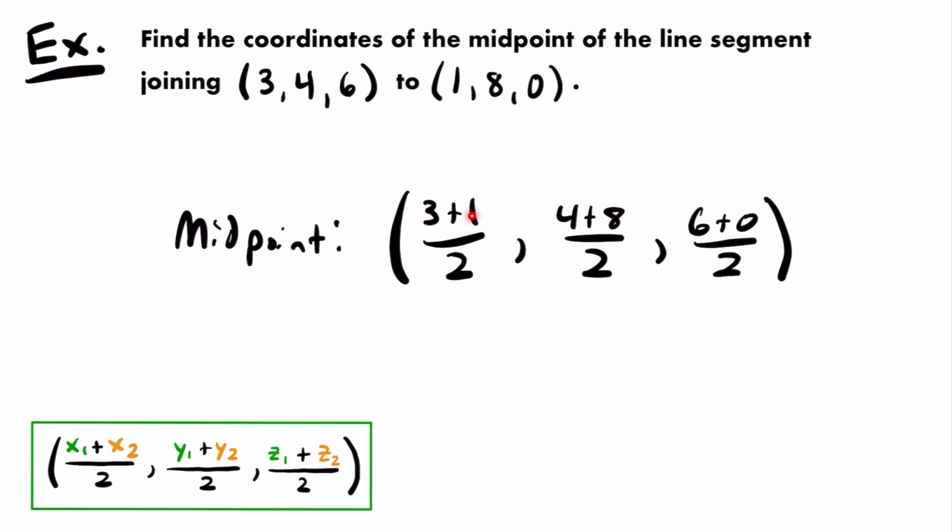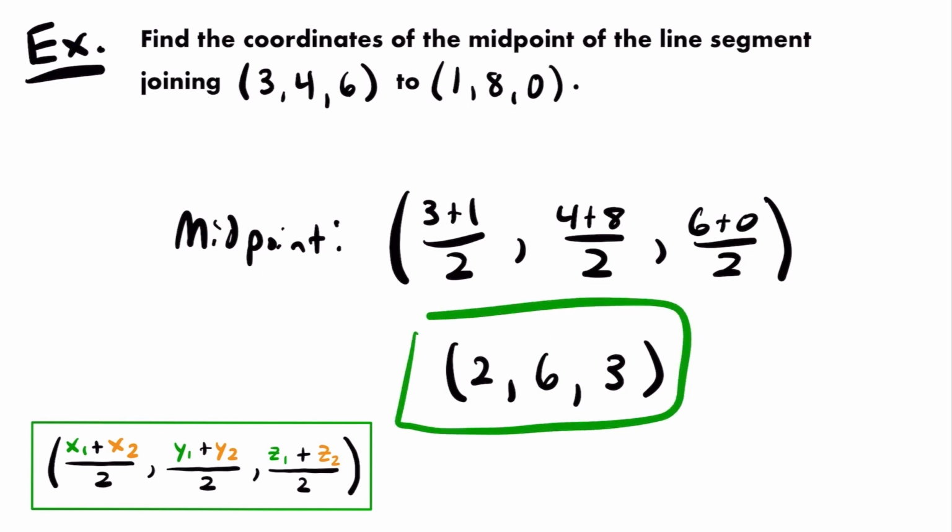And so 3 plus 1 is 4, divided by 2 is 2. So we'll have 2 comma 4 plus 8, which is 12, divided by 2 is 6. So our y coordinate is 6. And then for the z coordinate, we have 6 plus 0, which is 6, divided by 2, which is 3. So we have 3 as our z coordinate. Okay? And so 2, 6, 3 is the midpoint, or the point in between these 2 points.